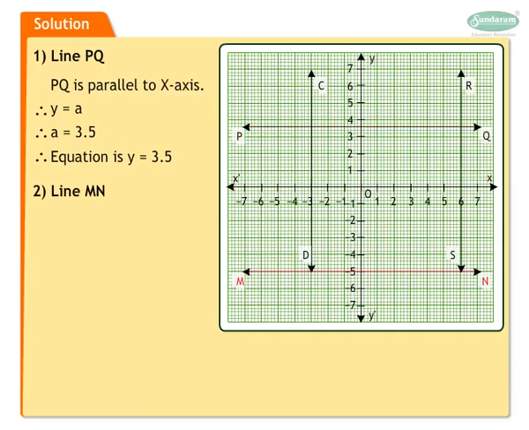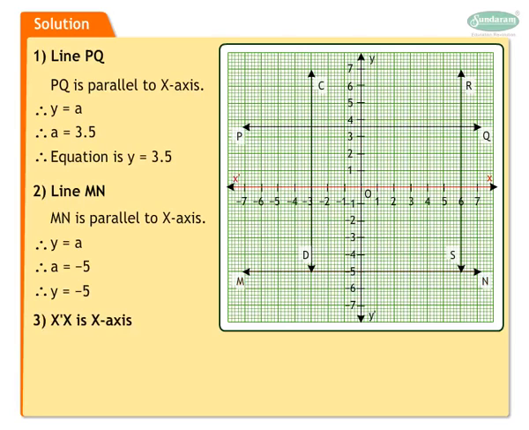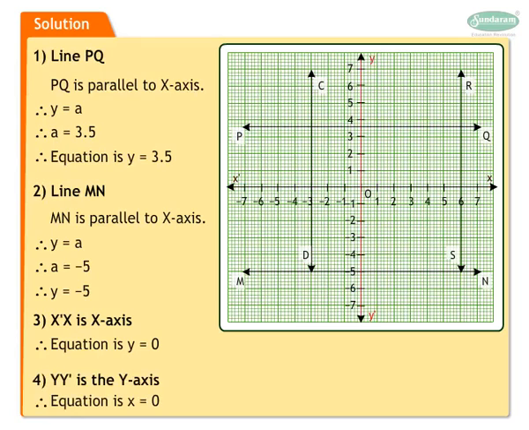Let us take the line MN. It is parallel to x-axis. Its equation again is y is equal to a. Therefore, a is minus 5. Hence, we write y is equal to minus 5. Now students, x dash x is the x-axis. Its equation, as we have discussed, is y is equal to 0. Now students, y dash y is the y-axis. Hence, its equation is x is equal to 0.